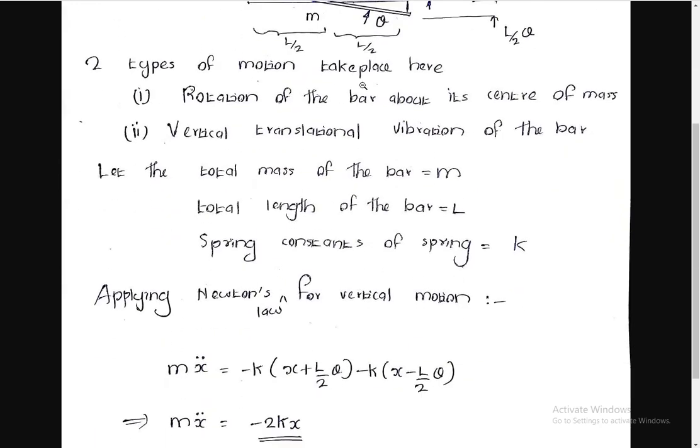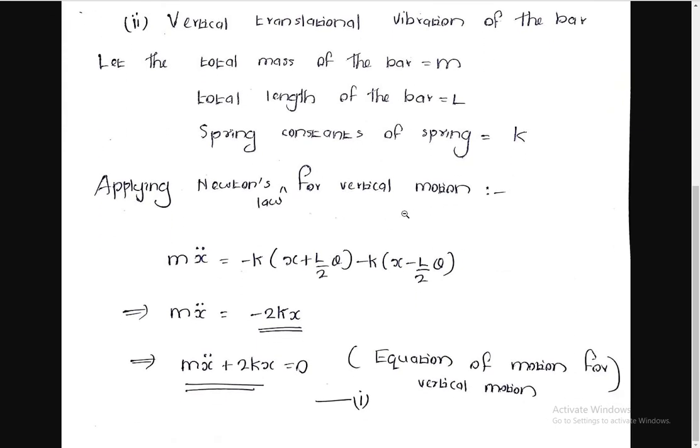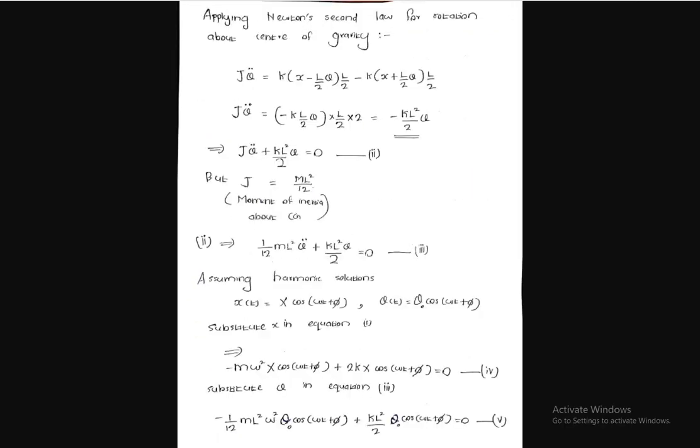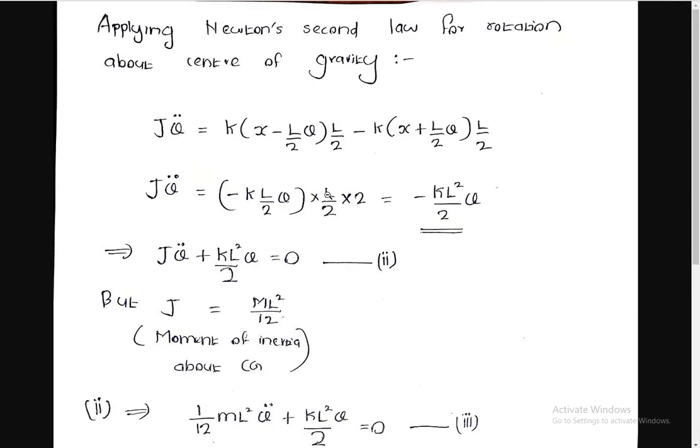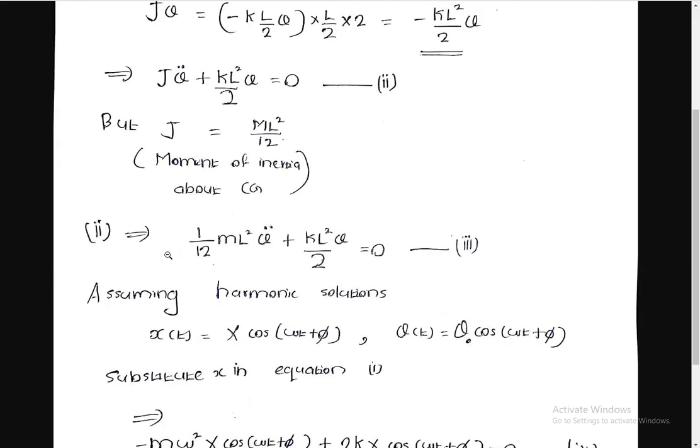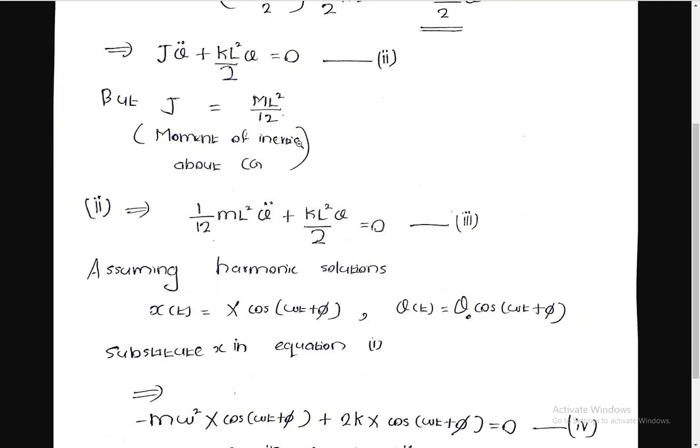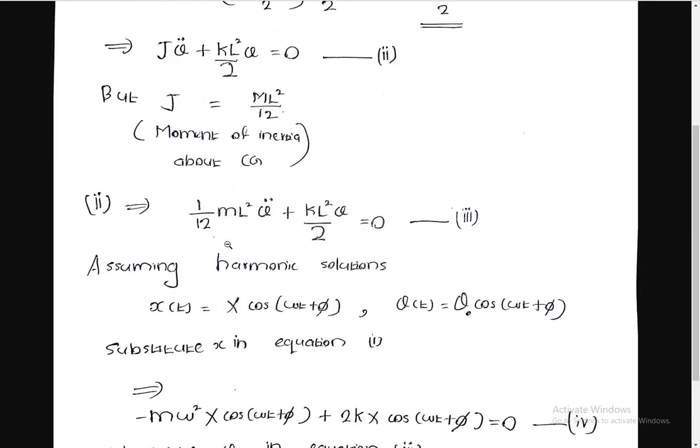The total mass is given, total length is given, spring constant is given, then Newton's law of vertical motion is applied, and finally you will get m x double dot plus 2k x equal to 0. Then applying Newton's second law for rotation about center of gravity, you will get this one finally. And as we know, the moment of inertia J is m l square by 12, and once we put the J value you will get this.